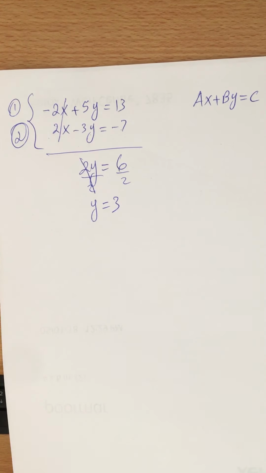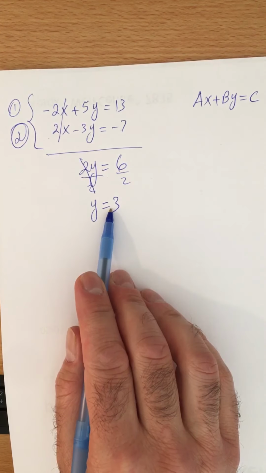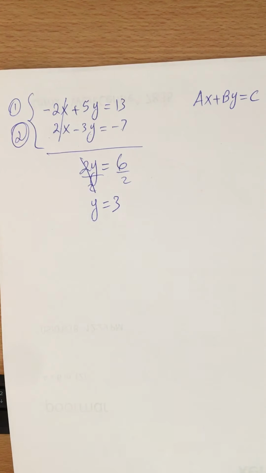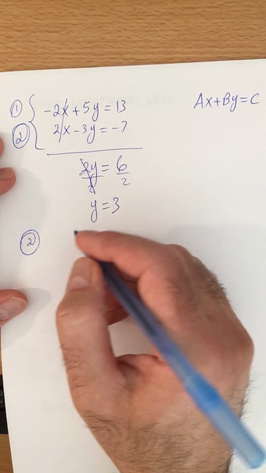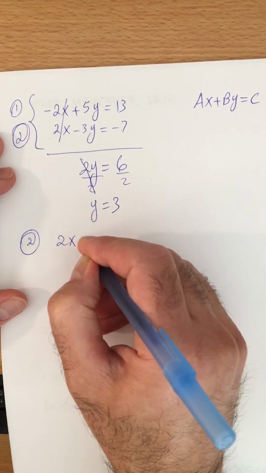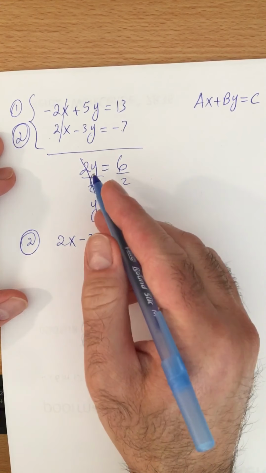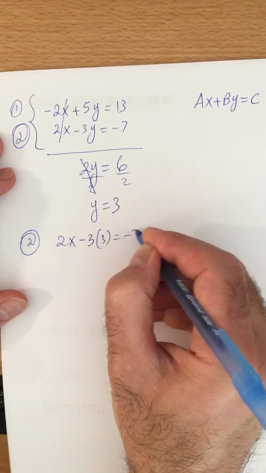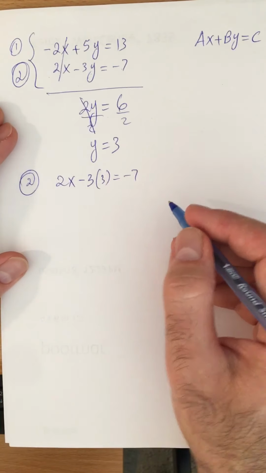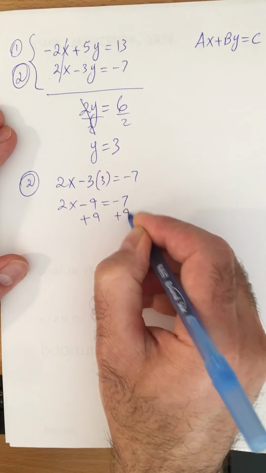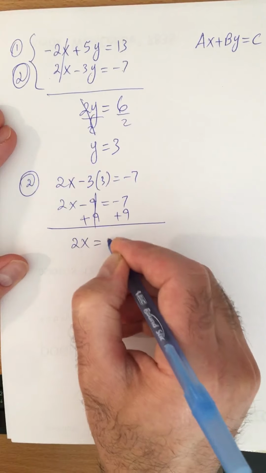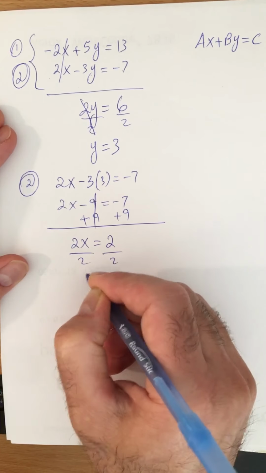And then how do you get x? You just plug the value you got back into one of the original equations. It doesn't matter which equation you plug it in. Just plug into the one that is easier to work with. So I'm going to plug it into equation 2 because that's smaller numbers. So I have 2x minus 3y, but the y is 3, equals negative 7. So that gives me 2x minus 9 equals negative 7. I add 9 to both sides. 2x equals 2, or x equals 1.